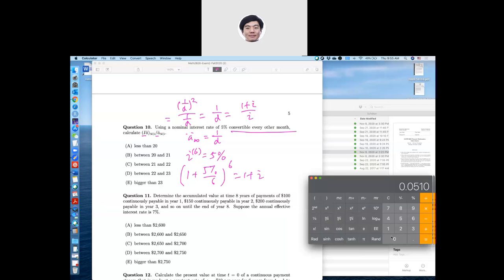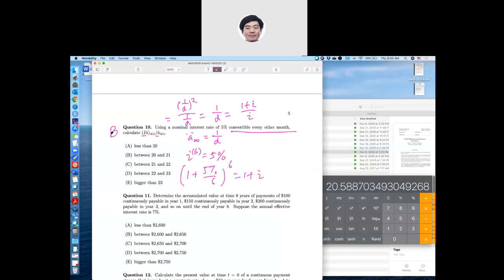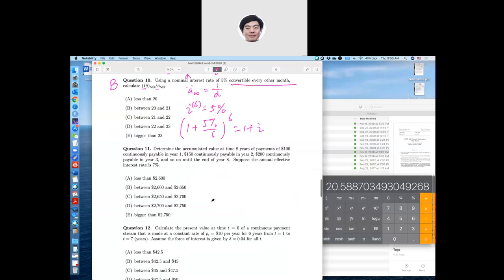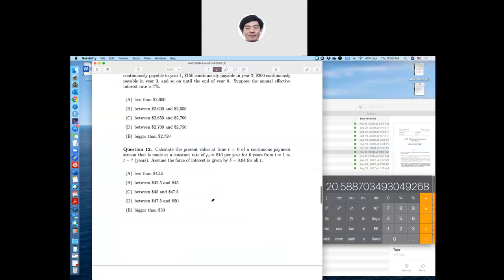0.0510. I think the next one is 5. Right. So it's 20. Well, it's B. Right. Okay, it's already question 10. Let's go to question 11. What is this?